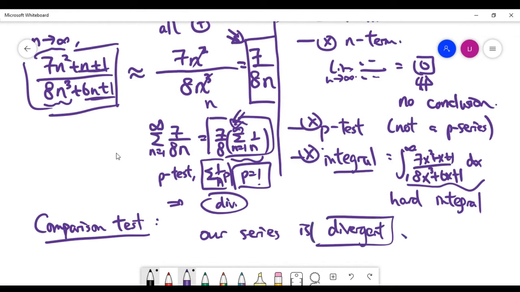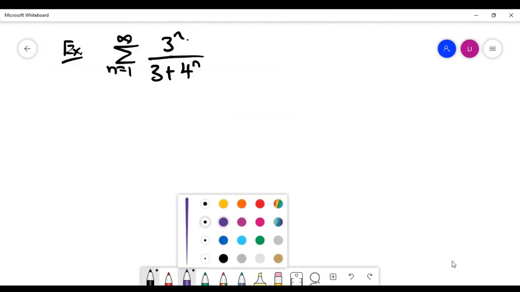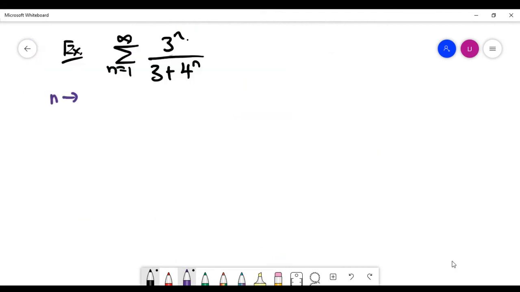The comparison test can be so useful if you're skillful in determining whether some complicated infinite series is approximately the same as another infinite series with simplified terms. Let's look at another example. Please look at the current problem. Can you try to determine what's happening to the terms inside the infinite series when n goes to infinity? Let me write it down here first.